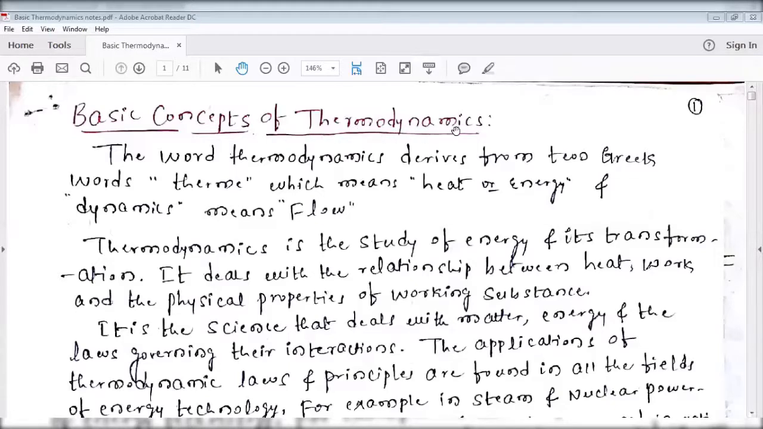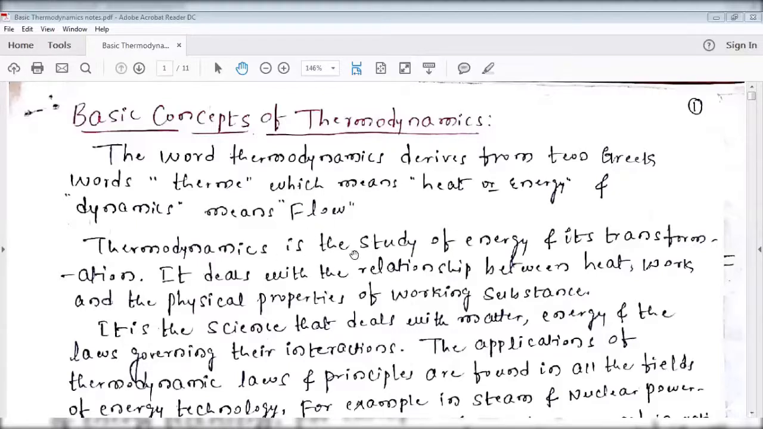The word thermodynamics is divided into two parts. One is therm and another one is dynamics. In Greek word, therm means energy or heat, and dynamics means the flow. Thermodynamics means the energy flow or the energy transfer or heat transfer, that is called as the thermodynamics. Here heat is a form of energy. Yes, heat transfer or the energy flow is called as thermodynamics.